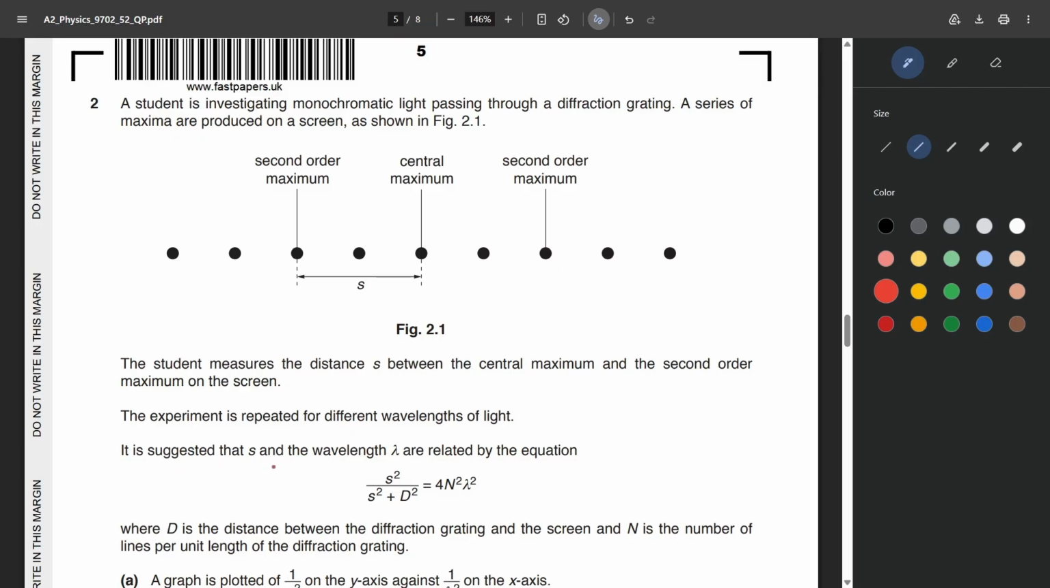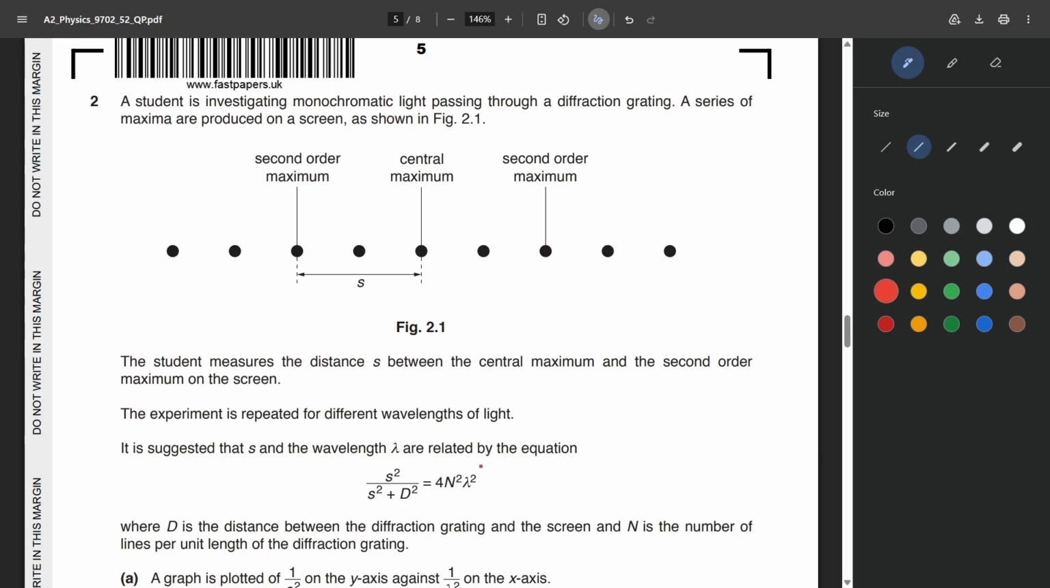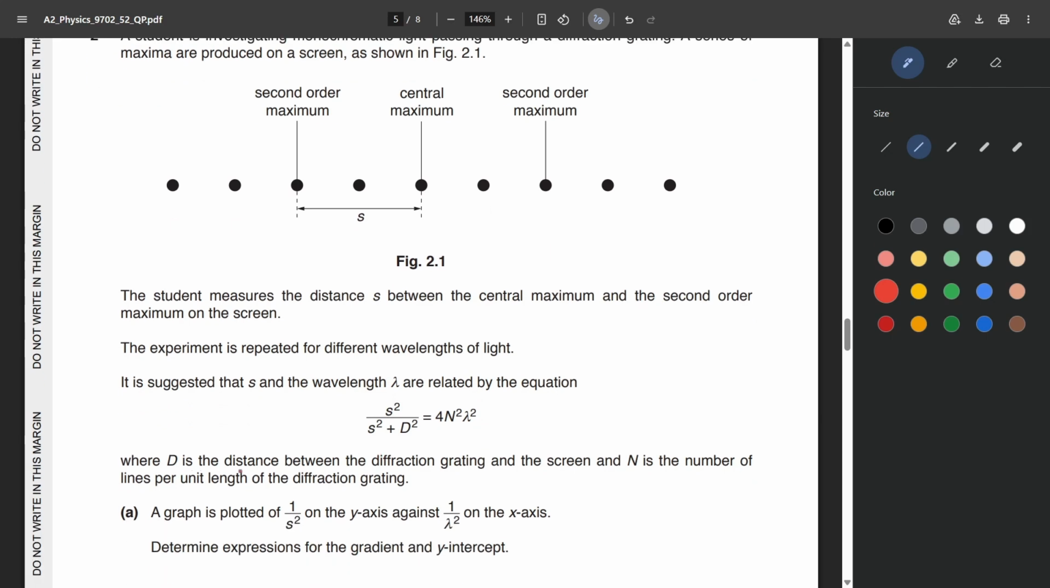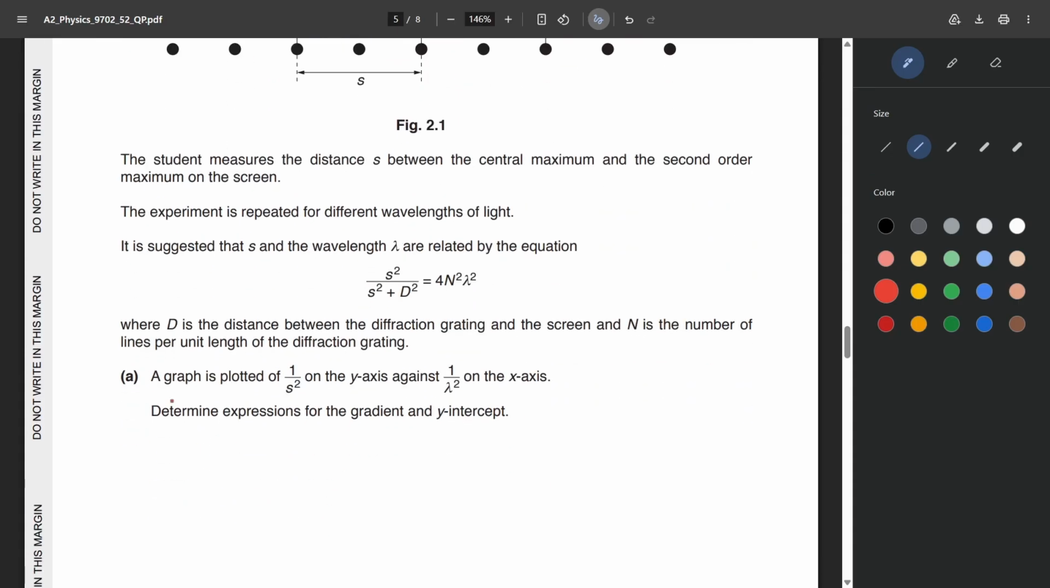It is suggested that s and the wavelength lambda are related by the equation shown over here. D is the distance between the diffraction grating and the screen, and n is the number of lines per unit length of the diffraction grating. A graph is plotted of 1 over s square on the y-axis and 1 over lambda square on the x-axis. Determine expressions for the gradient and y-intercept.